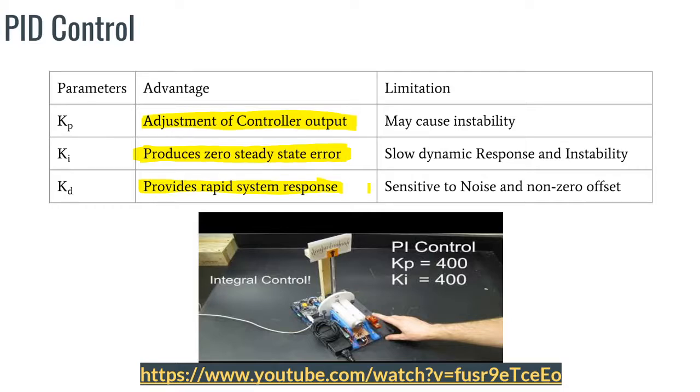So the problem with the proportional component is the instability. It is going to oscillate. So the instability is the problem with the proportional component.